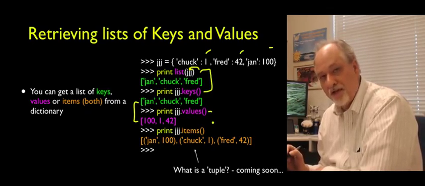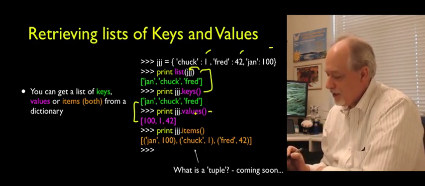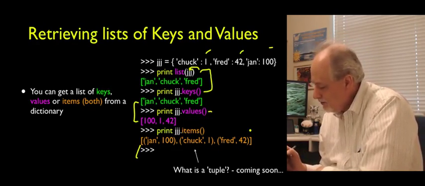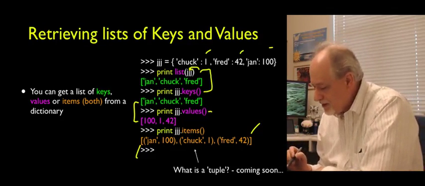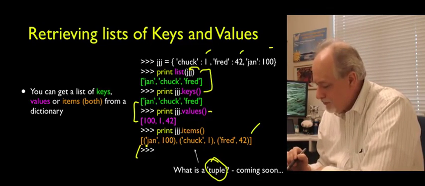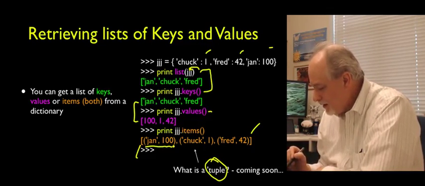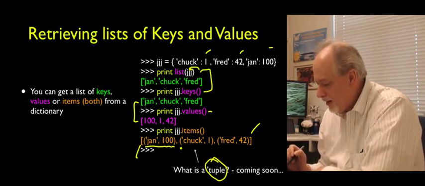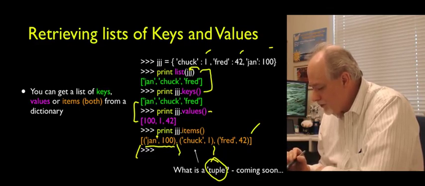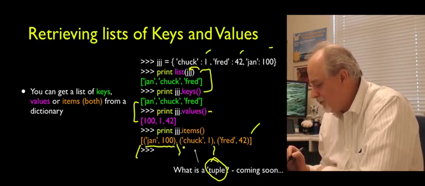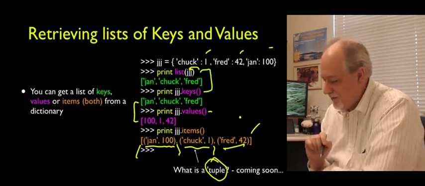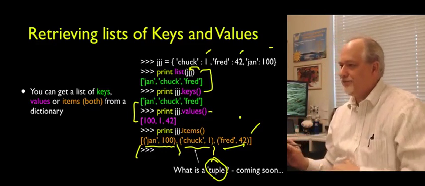Okay, and there's one more thing. We've got the keys, we've got the values, and we've got a thing called items. Items also returns a list, but it's a list of what Python calls tuples. That's what the next chapter is about. We'll talk more about tuples in the next chapter. A tuple is a key-value pair. So this list has 3 things in it: 1, 2, 3. The first one is Jan maps to 100. The second one is Chuck maps to 1. The third one is Fred maps to 42. So just bear with me for a second. We'll hit this a little harder in the next chapter.